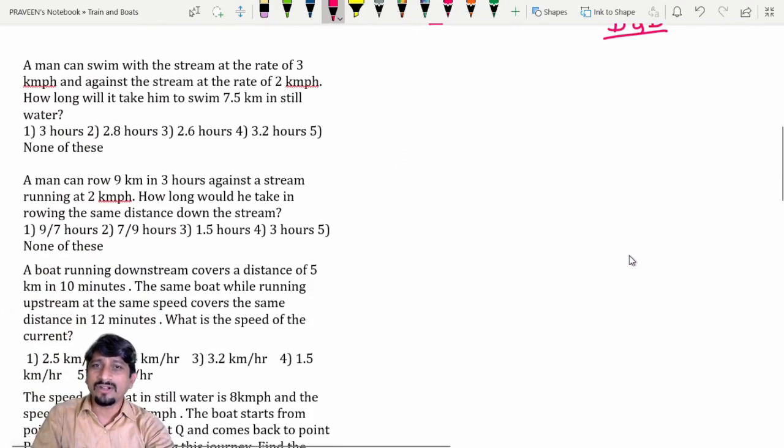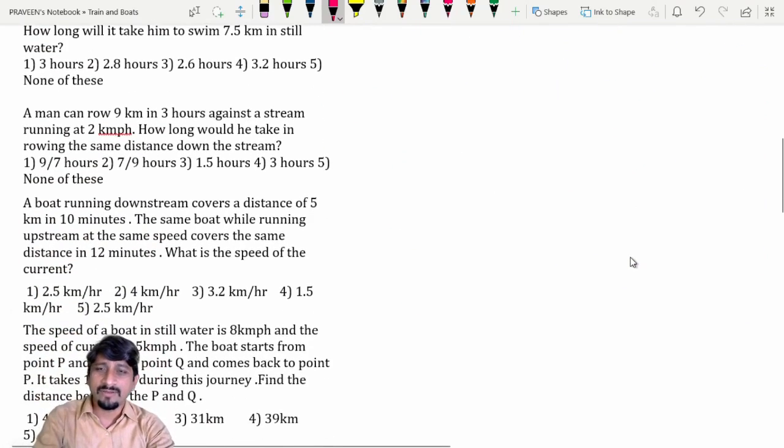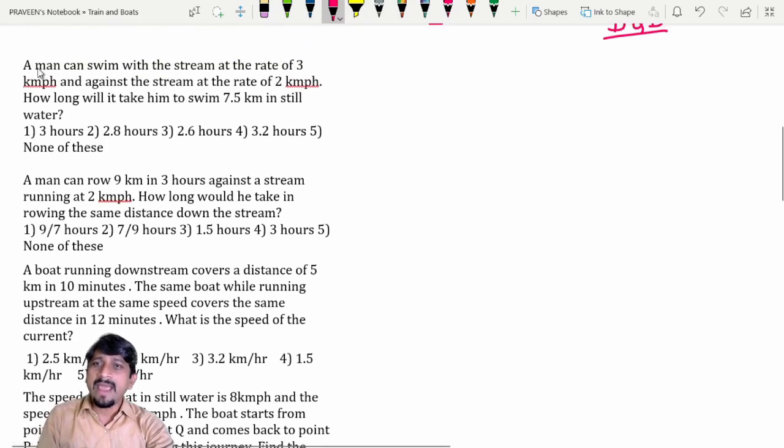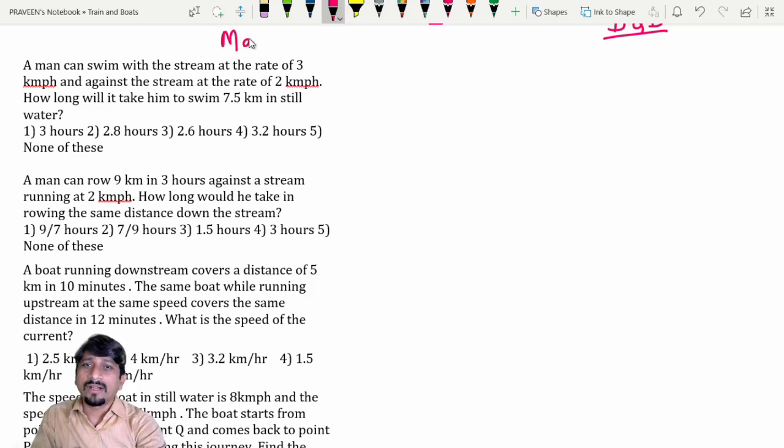So first question is in front of you. Let us see whether we can solve it fast. A man can swim with the stream at the rate of 3 km per hour and against the stream at the rate of 2 km per hour. How long will it take him to swim 7.5 km in still water? See here, you need not have to do anything. Man or boat are same, okay? Several times these kind of questions, man is equal to boat, right?